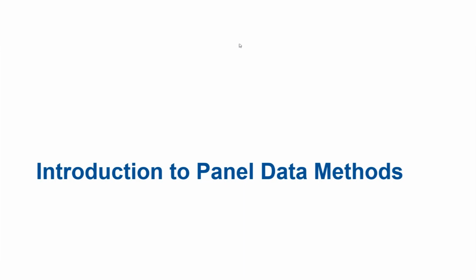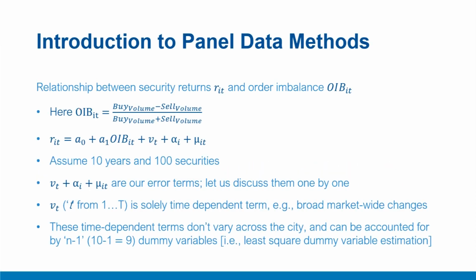In this video, we'll provide a brief introduction to panel data methods and the background and setting to the problem statement. Order imbalance is a very important variable in financial markets. Its construction is done by buy volume minus sell volume divided by buy volume plus sell volume. Volume here can be either dollar volume or number of shares or number of orders.